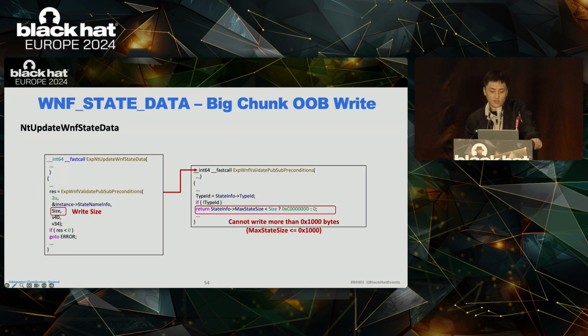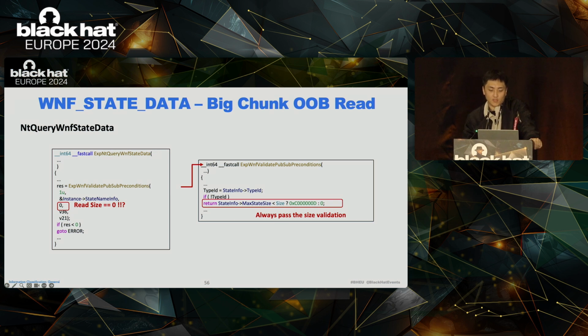Next, we looked at the state data update function used for performing out-of-bound write. Unfortunately, there is a validation on the data size, which corresponds to the size of the overwritten data, so we couldn't directly use this function in our exploit. If the size of the data to be overwritten exceeds max state size, the function returns an error, meaning an out-of-bound write larger than hex 1000 bytes couldn't be triggered.